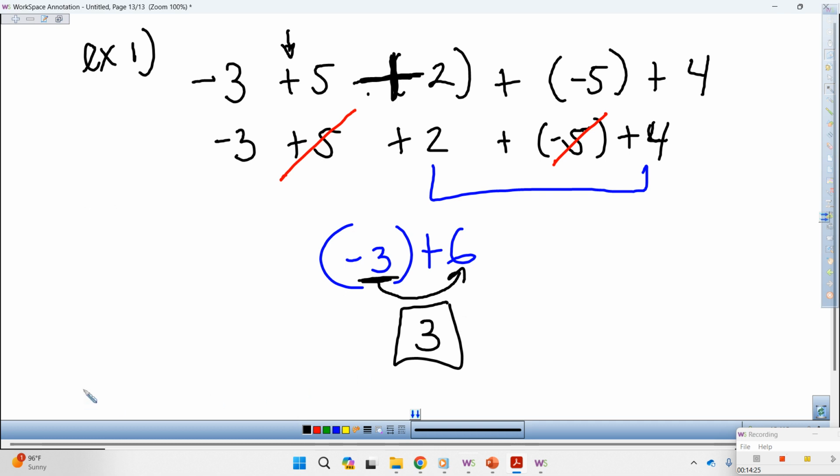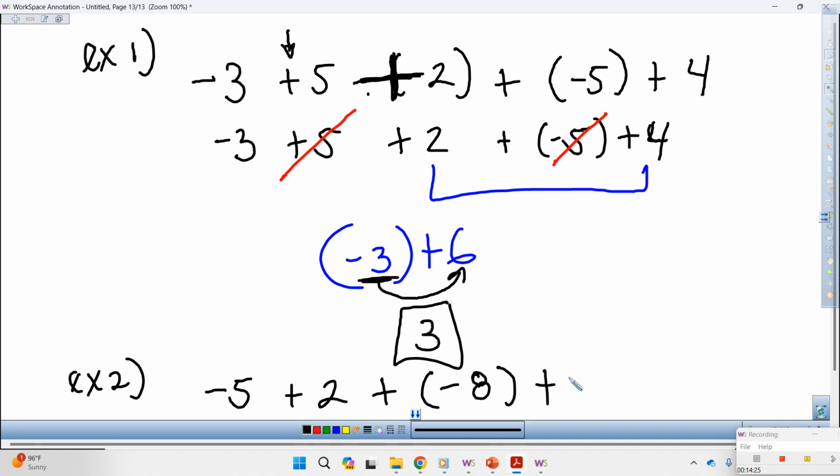Oh, yeah. Example 2. You do the one by yourself. Here we go. Negative 5 plus 2 plus negative 8 plus negative 2 plus 5.